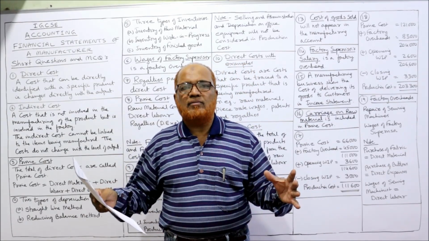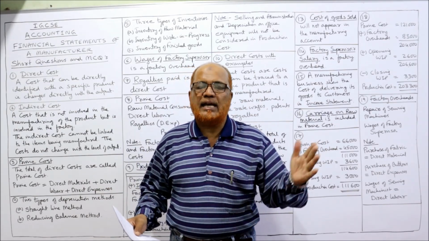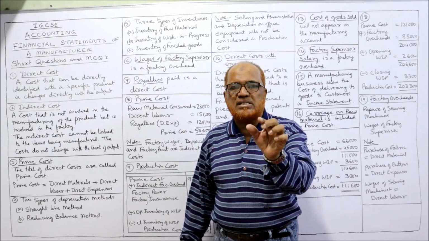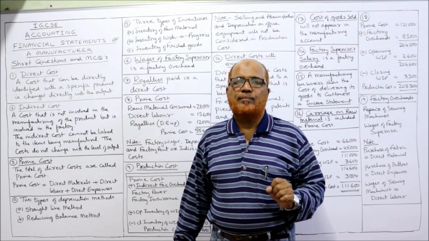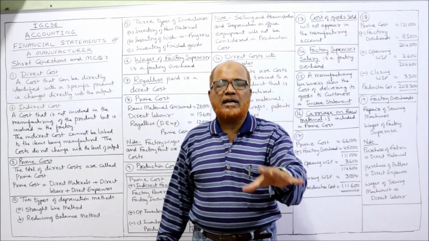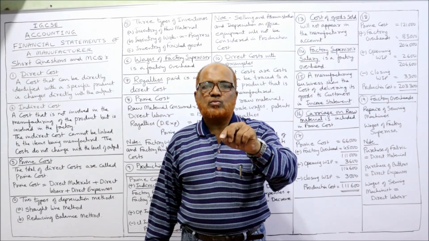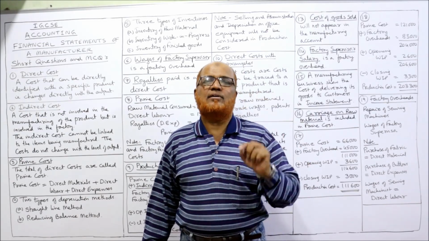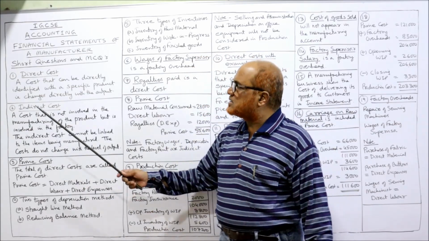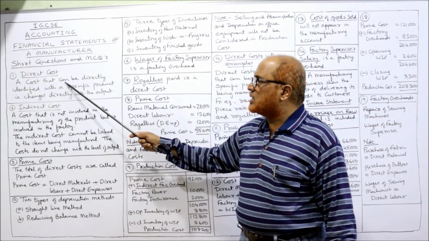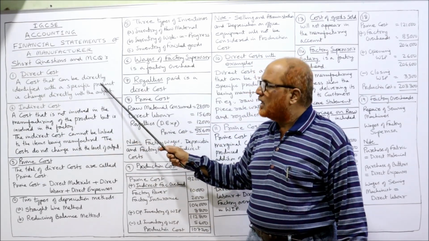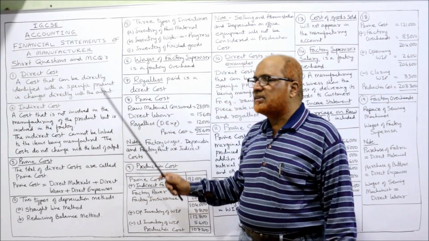The total costs are divided into two categories, direct cost and indirect cost. Direct costs are those costs which are specifically incurred in making the product, or the cost which is directly linked with a particular product is called direct cost. In simple words, it is a cost that can be directly identified with a specific product, that changes directly with the output.